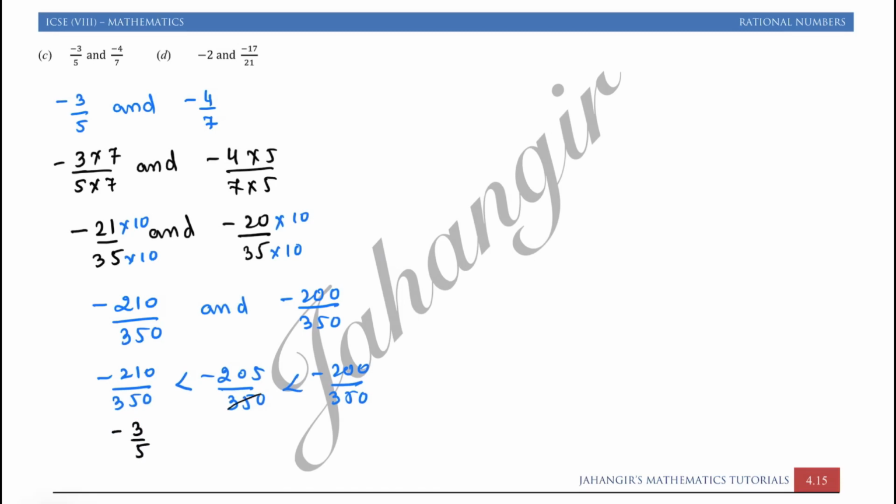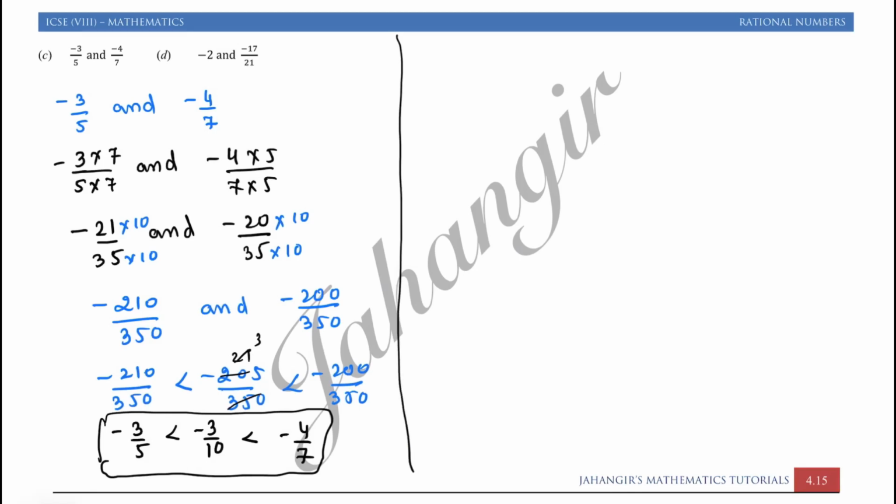इसको you can cancel by 5. 5 7s are 35, 5 21s are 105, 7 10s are 70, 7 3s are 21. So that will become minus 3 by 10 less than minus 200 by 350, which I can write as minus 4 by 7. So this is my final answer. Minus 3 by 5, minus 3 by 10, minus 4 by 7. Okay, minus 3 by 10 is the rational number which I can put between minus 3 by 5 and minus 4 by 7.